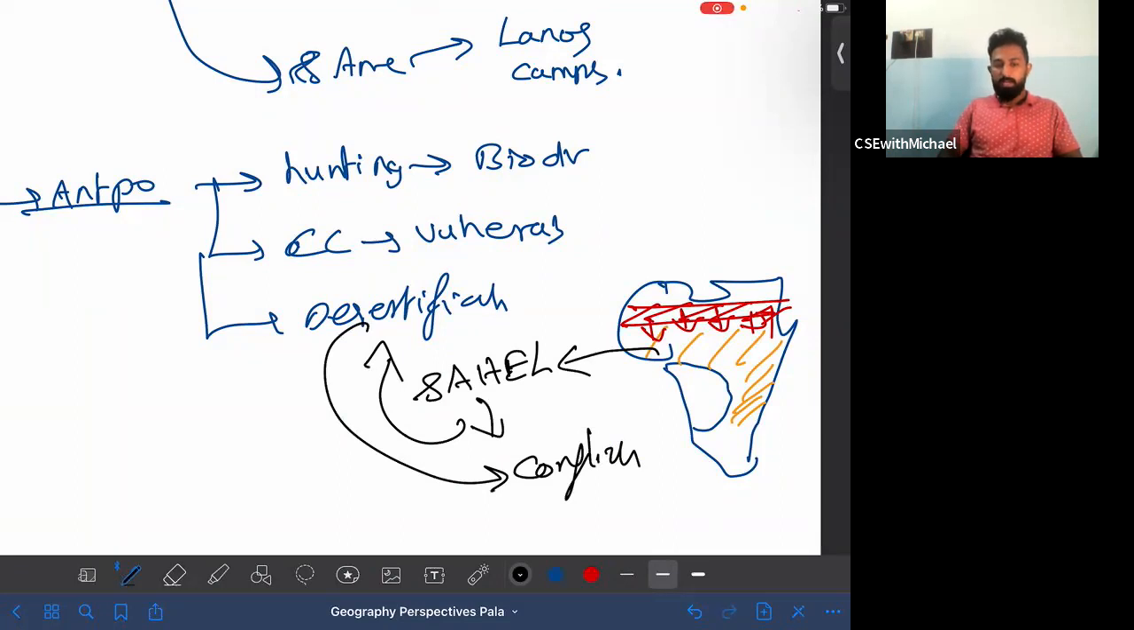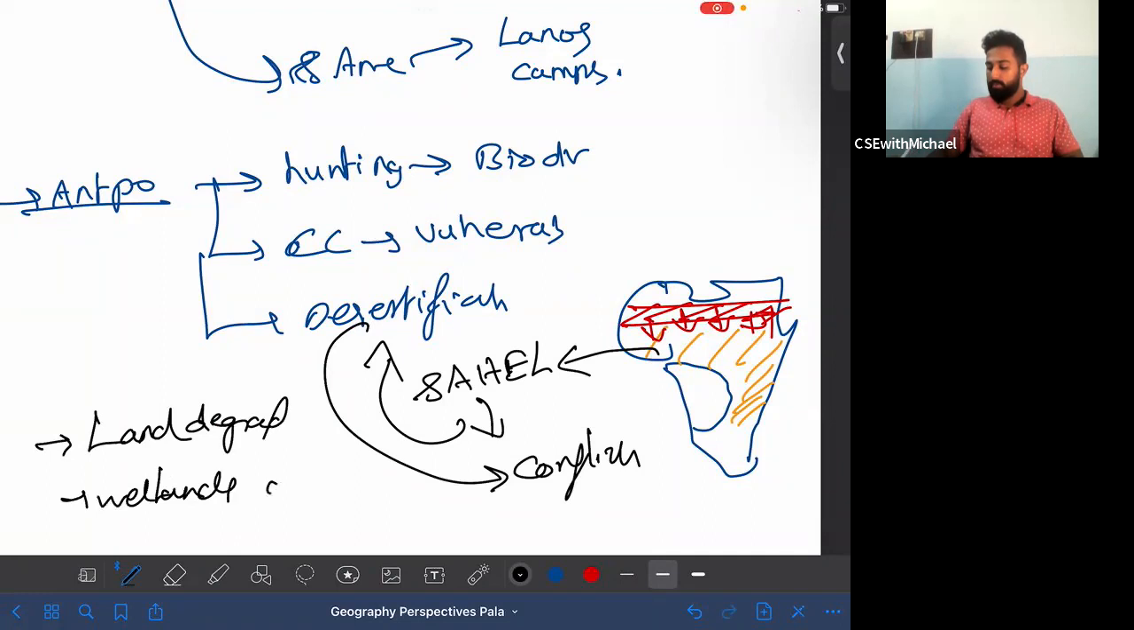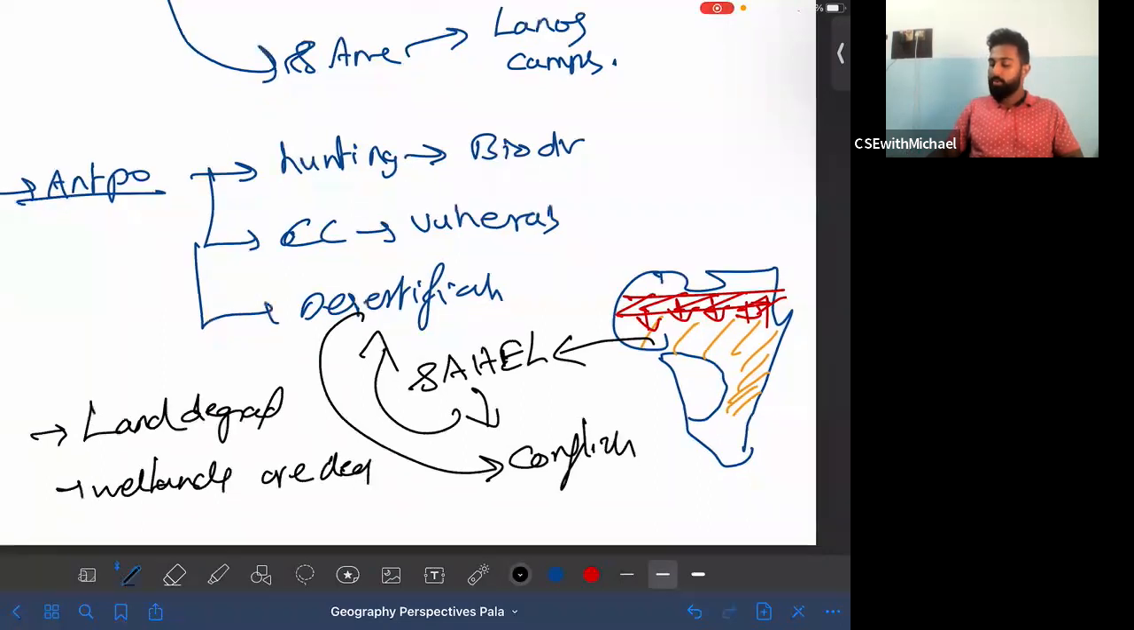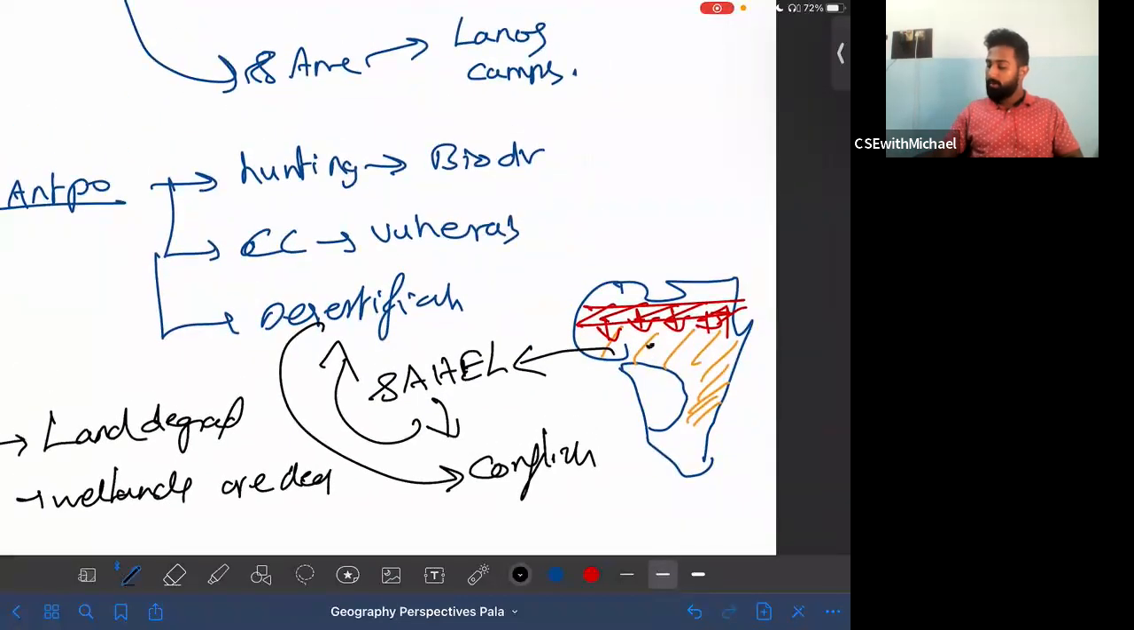So sub-Saharan Africa has been a region of ecological degradation, and ecological degradation has led to all kinds of problems in this region. So that can be written. Land degradation is found. Wetlands are going dead. The most important case study would be the case of Lake Chad, which is going dry.